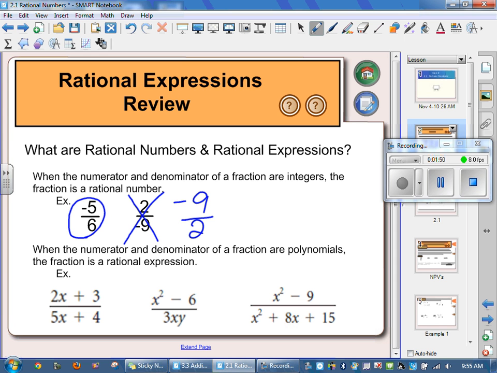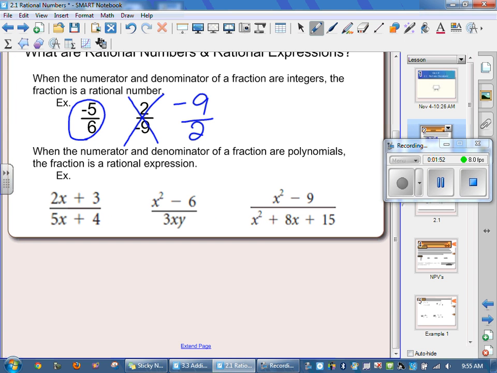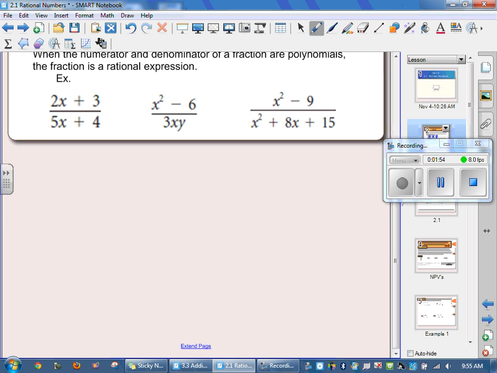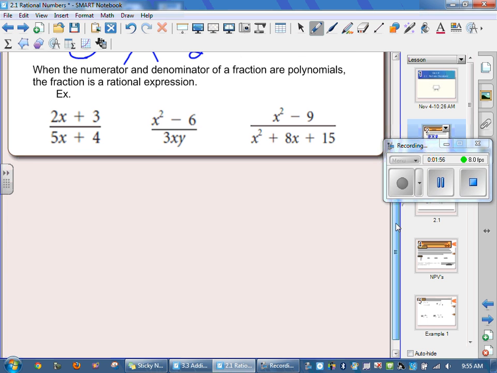Now, the minute we start putting variables in our fractions, that means we've converted from regular rational numbers to now a rational expression. A rational expression is just a fraction with a variable in it. So, when we see something like this, the first thing you need to be able to do is factor it. It needs to be able to be factored.